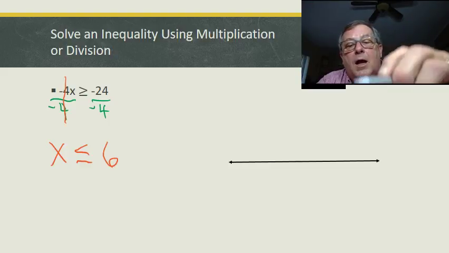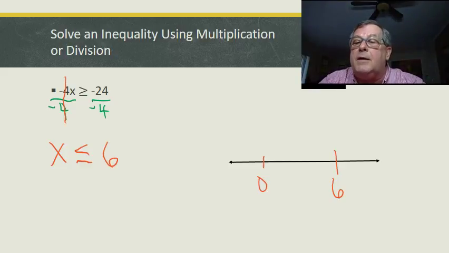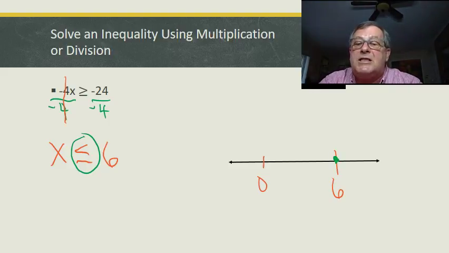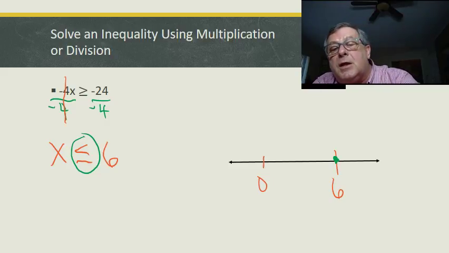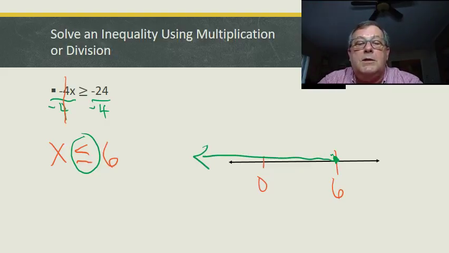So let's do our number line. I'm going to say that this is 0 right here. And out here we've got 6. So the first question is, am I dealing with an open dot or a closed dot? Well, because this is now less than or equal to, I'm going to have a closed dot, because 6 is part of the solution set. And which way am I going to draw my arrow on my number line to indicate my solution set? I'm going to take it to the left, because we're looking at less than or equal to 6.